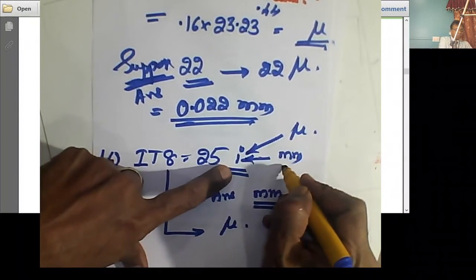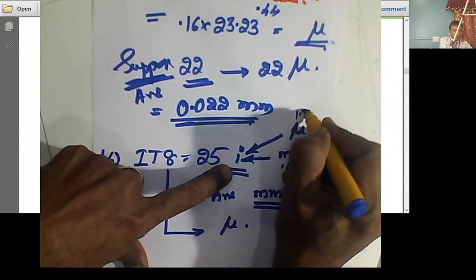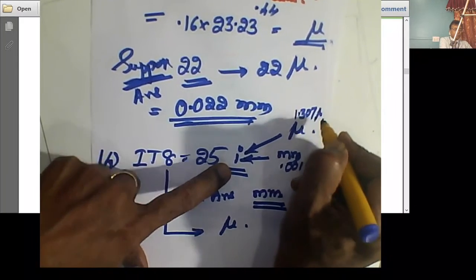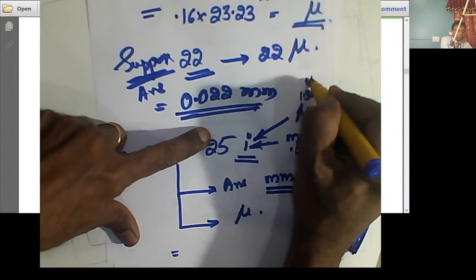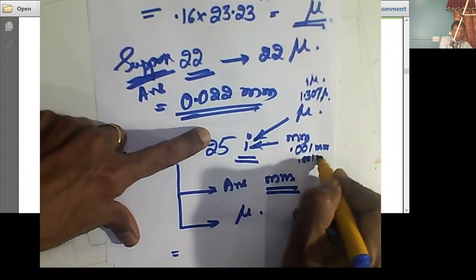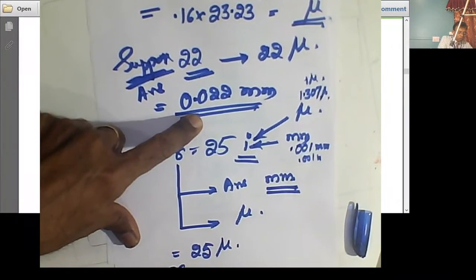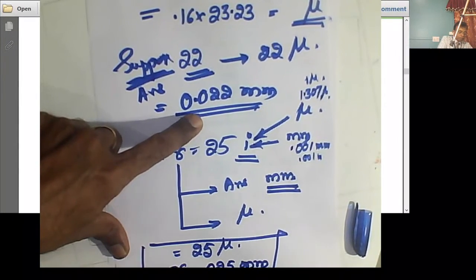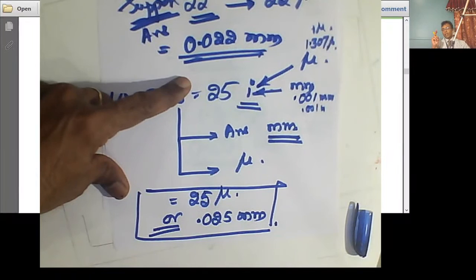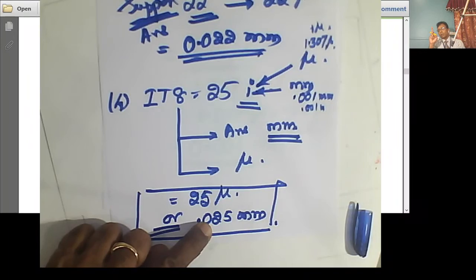Here the I value in millimeters was 0.001 mm. Here in microns it was 1.307 microns. Now you can say 25, let me call it 1 micron, or let me call it 0.001 mm. Either 25 micron is the answer, or 0.025 mm is the answer. Ultimately, we require this number. We don't require the micron number.